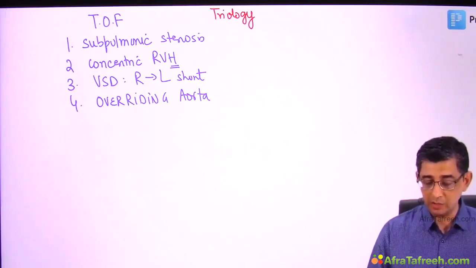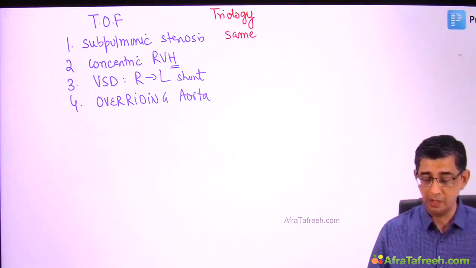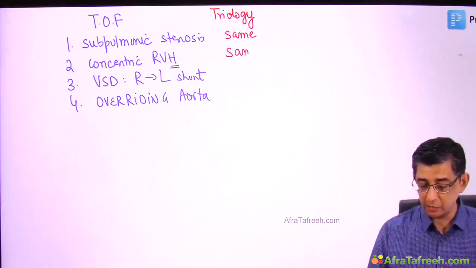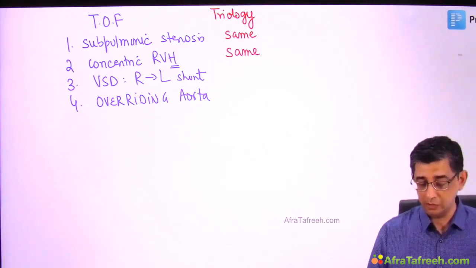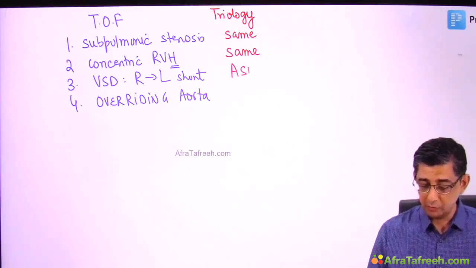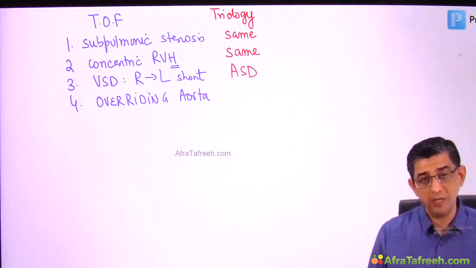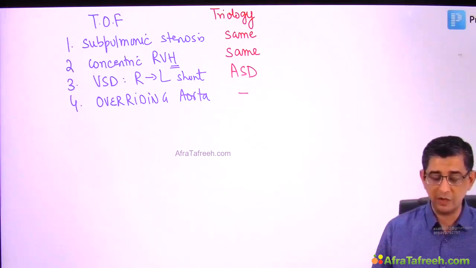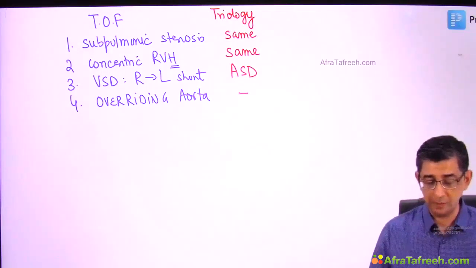For trilogy, subpulmonic stenosis will still remain the same. It will cause an ejection systolic murmur. Concentric right ventricular hypertrophy will also remain the same, but now the change is coming. That is, there would be no VSD present, it would be an ASD present, and obviously because it's a trilogy, there will be no overriding of the aorta.